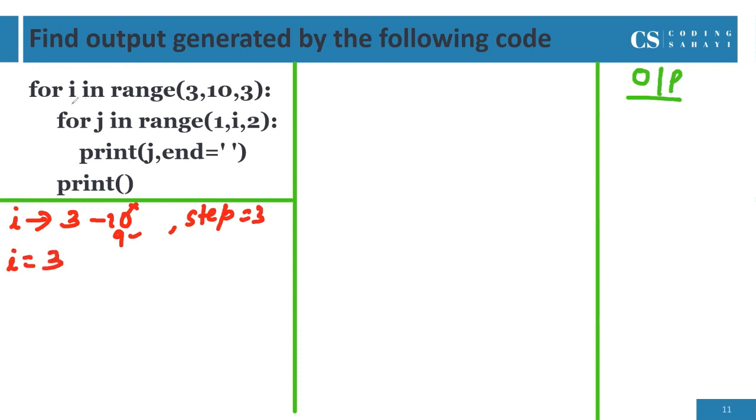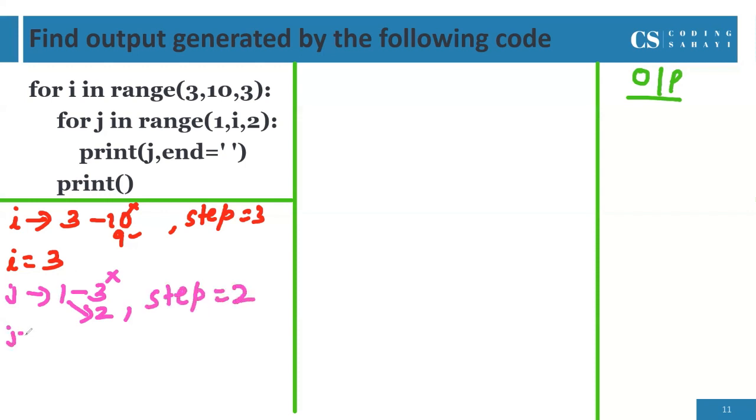Now coming inside our loop. So this is our inner loop. So in inner loop it is written for j in range of 1, i, 2. So j in range of 1, i, 2. So it is 1, i. What is the value of i? The value of i is 3. So 3 is not included. So till 9, 1 to 2. And one more thing, here we have a step value 2.